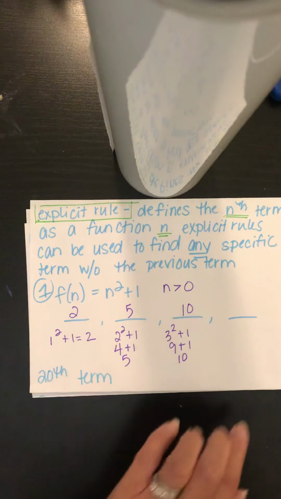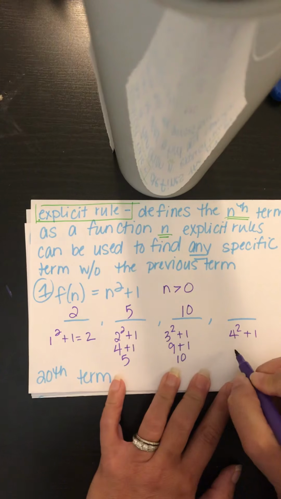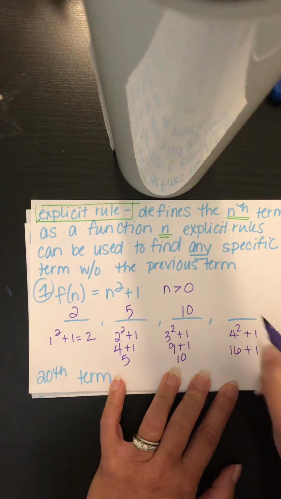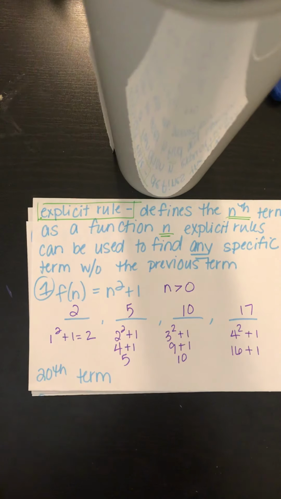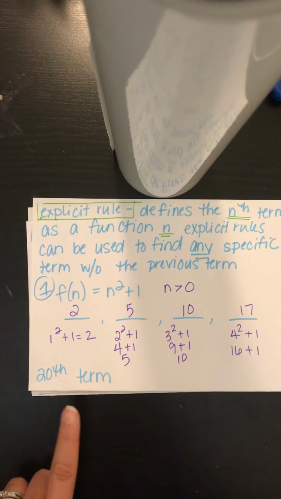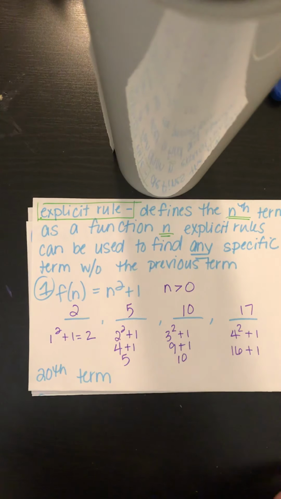And then I'm plugging in 4. 4 squared plus 1. 4 squared is 16. 16 plus 1 is 17. Okay, now they're asking for the 20th term. Go ahead and pause your video and try to find your 20th term now.